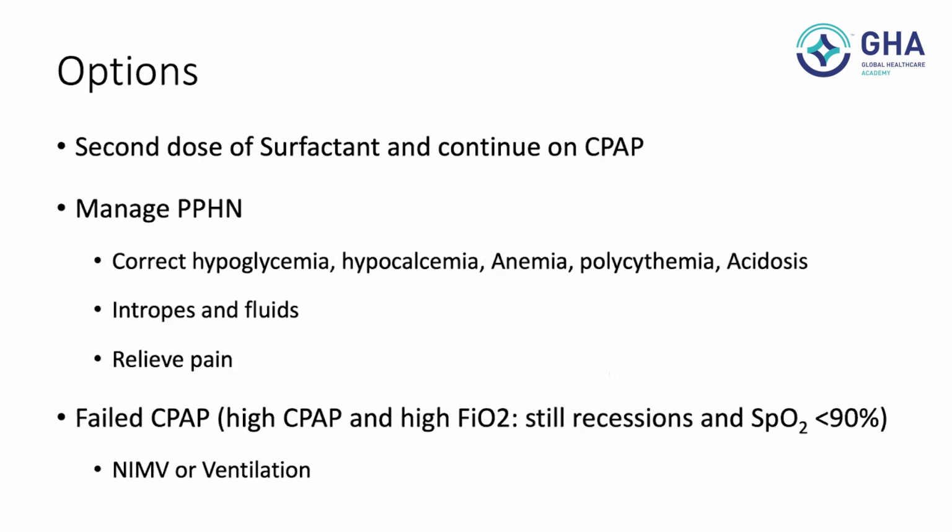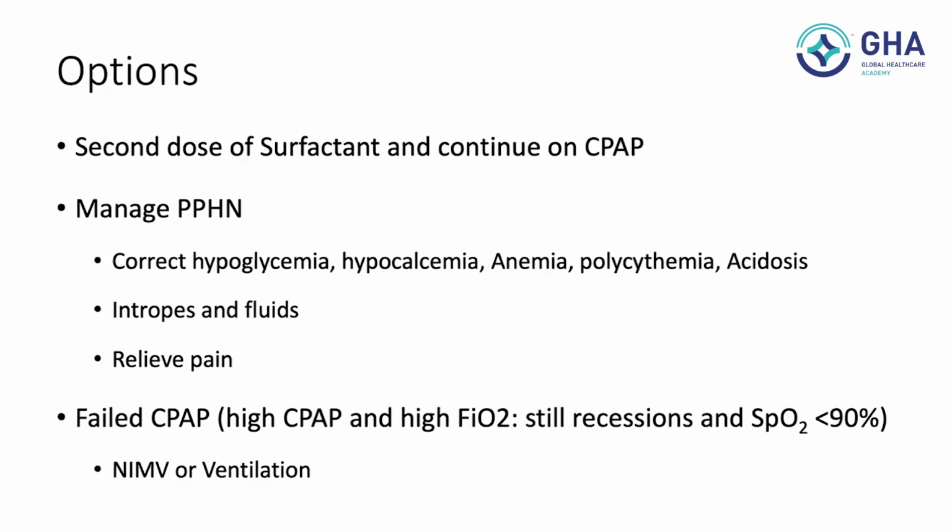on CPAP, and PPHN was managed by correcting hypoglycemia. Hypocalcemia was checked, so there was no hypocalcemia, there was no anemia, polycythemia was not there, and a blood gas was done, there was no acidosis. However, the baby was given appropriate fluids, and since there was PPHN, the baby was started on low dose dobutamine and dopamine to keep the blood pressure in the normal range and to cause pulmonary vasodilatation.